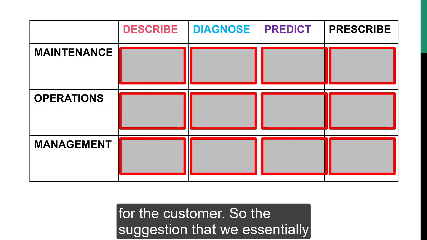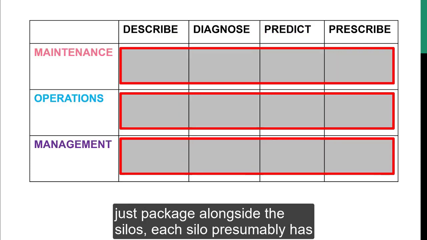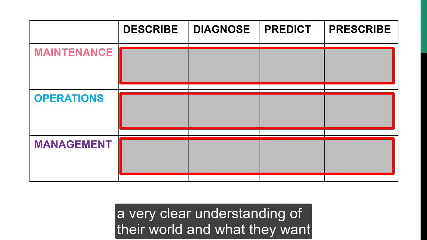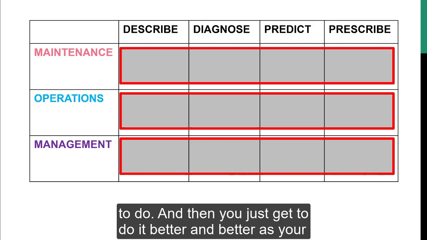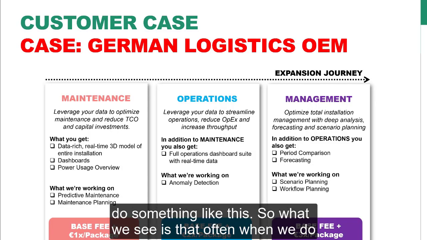So the suggestion that we essentially ended up with was something like this, saying, well, you should just package alongside the silos. Each silo presumably has a very clear understanding of their world and what they want to do, and then you just get to do it better and better as your technology roadmap evolves. So we created packaging something like this.